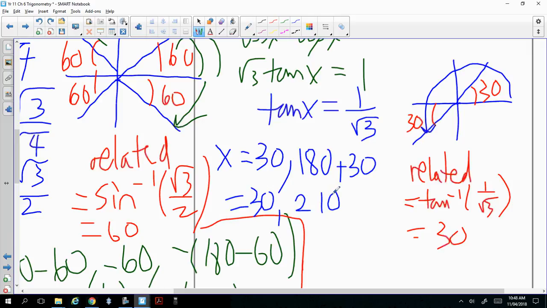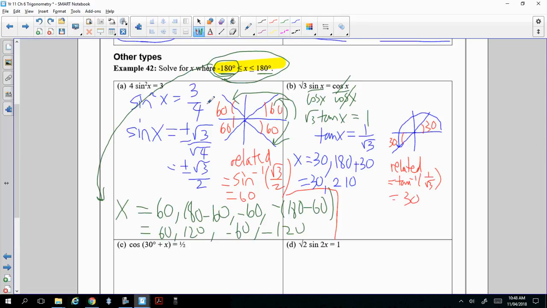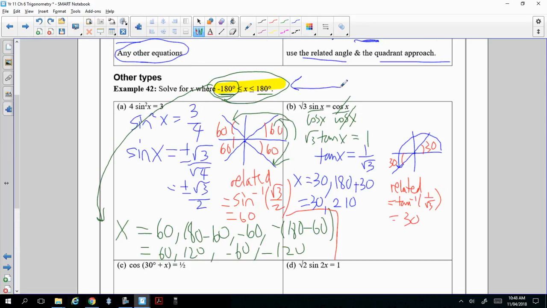Actually, I made a mistake. I can't do it this way. I have to watch out for the domain. Actually, not domain, you have to watch out for this number. x cannot be bigger than 180. So I can't have 210.